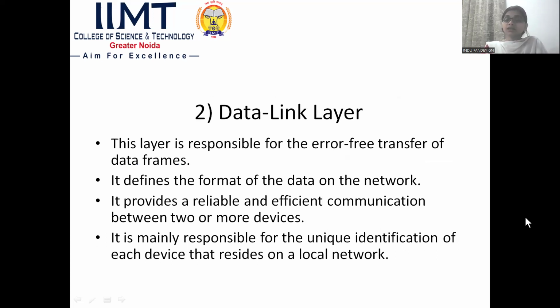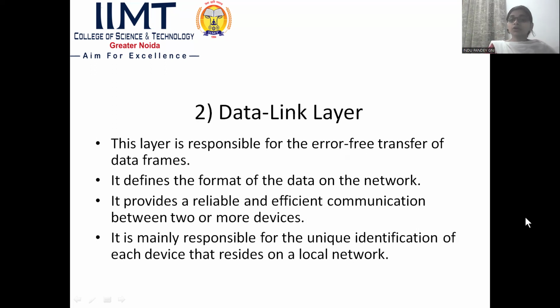The second layer is the data link layer. This layer is responsible for error-free transfer of data frames. In the data link layer, we try to establish error-free transfer of data frames. As we know, data has the form of bits. The bits are used to transfer from sender to the receiver. The collection of bits is called frames, and the message is established between data frames.